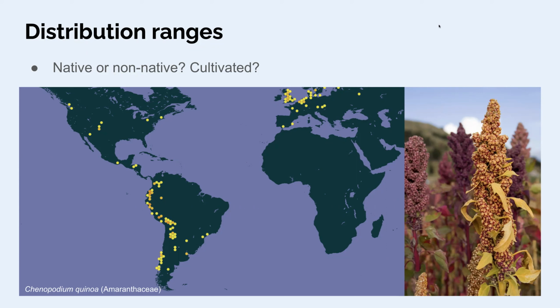So this is the plant that people get quinoa from, the edible, they call it a pseudo grain. And it's collected from South America, quite a few collections, a whole bunch from United Kingdom, Europe, a few from North America, Central America. So where do we draw the lines on this map to say that this species is native?